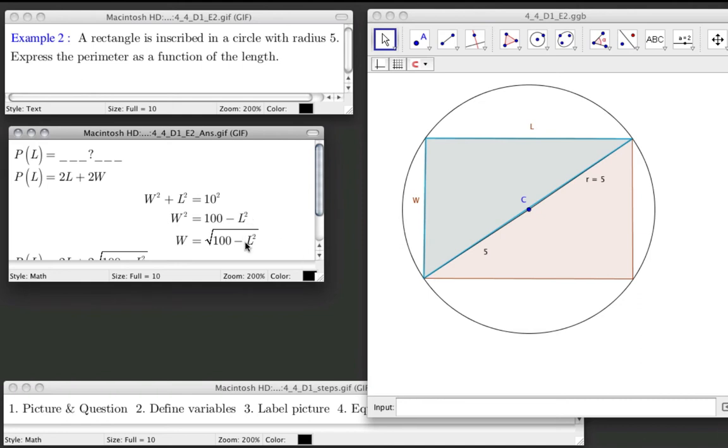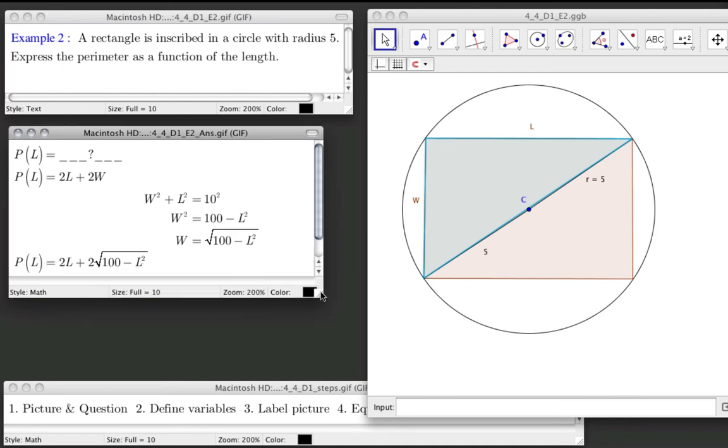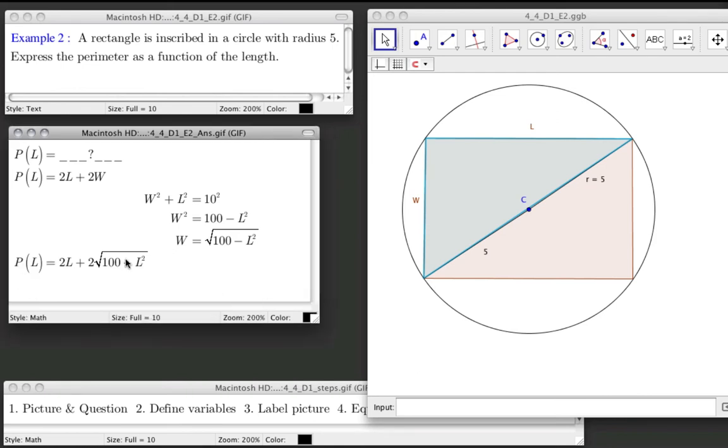Subtract L squared from both sides, square root. I only need the positive version because of what W stands for, width, and it needs to be a positive quantity. No such thing as a negative width. If I replace the W in my function with this, I get a new function that is written only in terms of L, and that's my answer. I've got the perimeter in terms of the length of the rectangle being 2L plus this quantity here. So I think that problem's done, and we're ready to move on to the third example.